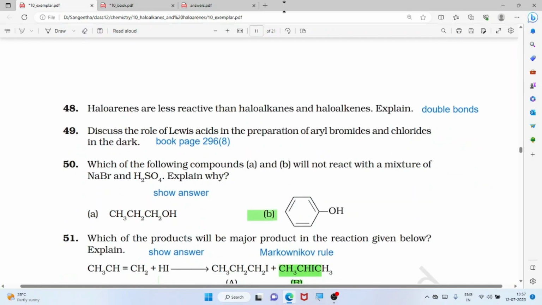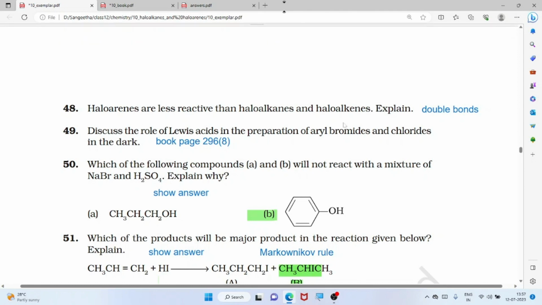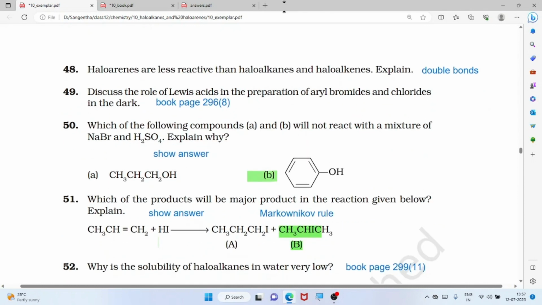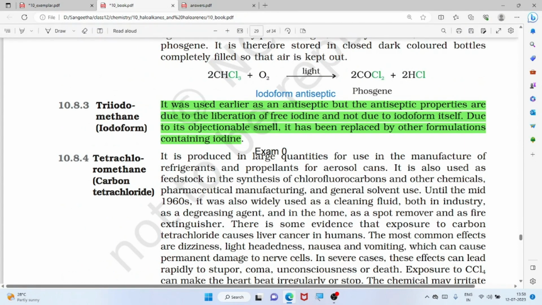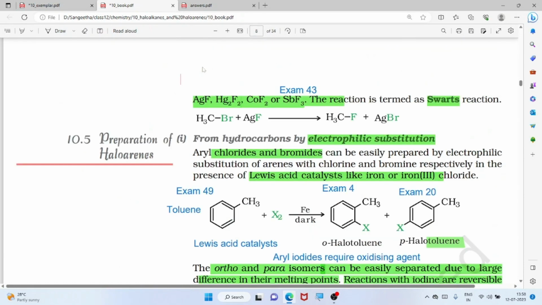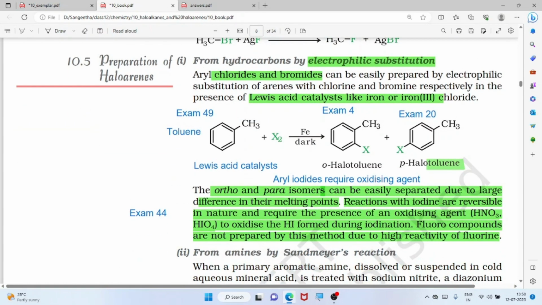Haloarenes are less reactive than haloalkanes. Okay, and haloalkanes, explain. Double bonds, due to the double bond character. Role of the Lewis acid in the preparation of aryl bromides and chlorides in the dark. This is the Lewis acid as a catalyst.